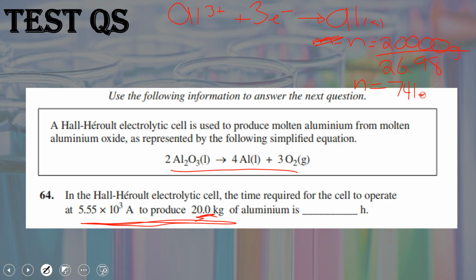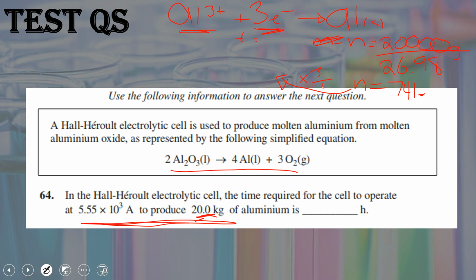So then I would take my number of moles and multiply it to where? Would I be going to the electrons or would I be going to the aluminum? Electrons. I need to figure out how much time it would take for all those electrons to transfer over. So I times this by 3 divided by 1, and so times that by 3.